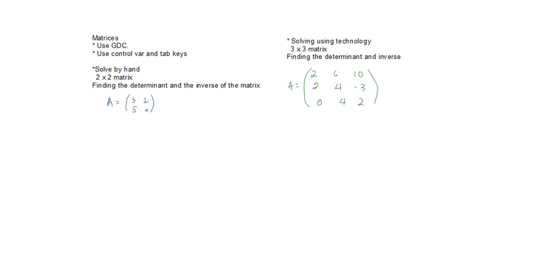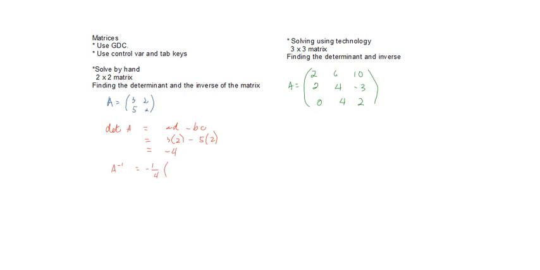So to find the determinant of A, we have the formula AD minus BC. So it's going to be 3 times 2 minus 5 times 2. So your determinant is equal to 6 minus 10, which is negative 4. Now to get the inverse, it's 1 over the determinant, so you have 1 over negative 4, or negative 1 over 4.